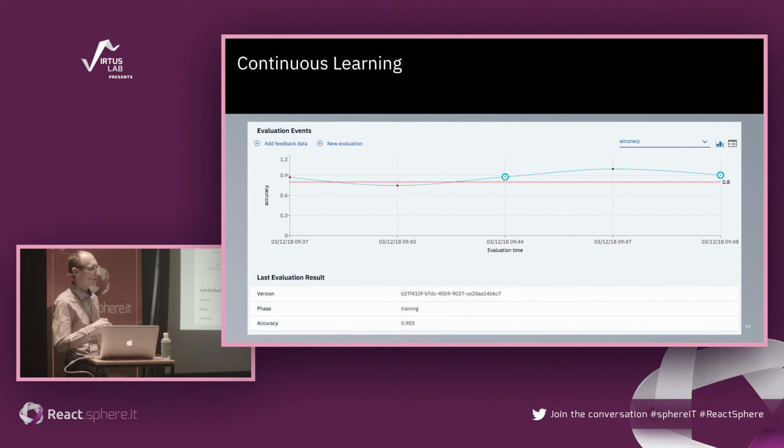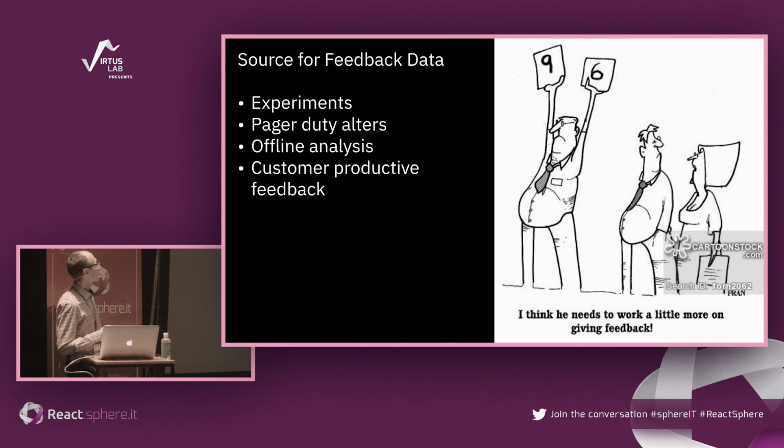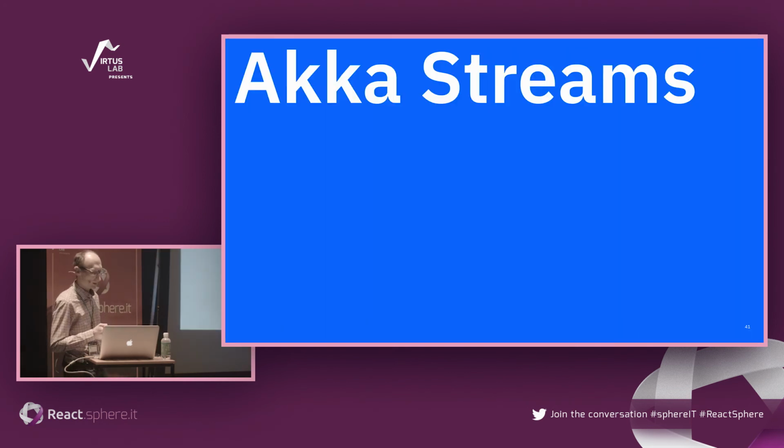But continuous learning is mainly about gathering the feedback data and retraining the model once the feedback data brings some novelty to your model. Where to get the feedback data? Mainly, in our case, from experiments and PagerDuty alerts, so DevOps operators can simply label this data. From offline analysis, at worst, from customer complaints. Yeah. Okay, so that's all for Spark.